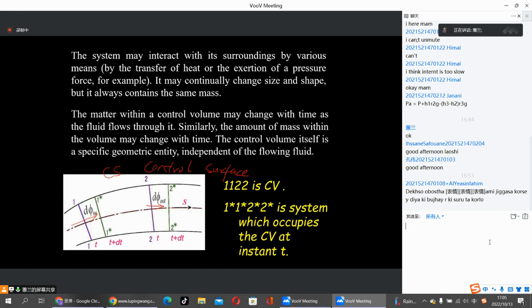But as the fluid flows downstream, some particles go into the control volume through its control surface 1, and other fluid particles inside the control volume will go out of the control volume through its control surface 2, because this is a duct. We say solid boundary. We know that no flow can cross the solid boundary. So that means flow can only go in or out of the control volume through its control surface 1 and 2.